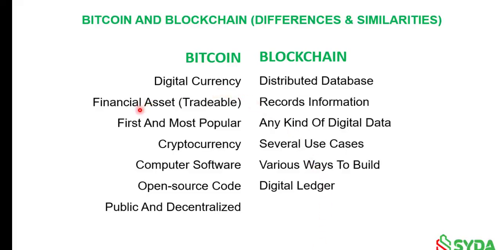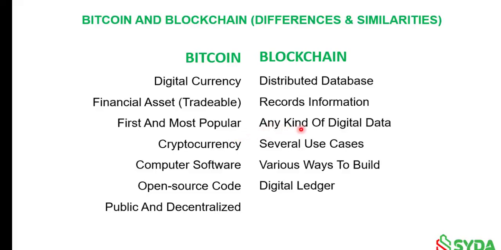We also have financial asset. Bitcoin is tradable. Blockchain is basically for recording information. Now, what does Bitcoin use? It records the transaction information on what? The blockchain. So you see, Bitcoin is the implementation of the blockchain. We have the first and most popular cryptocurrency.